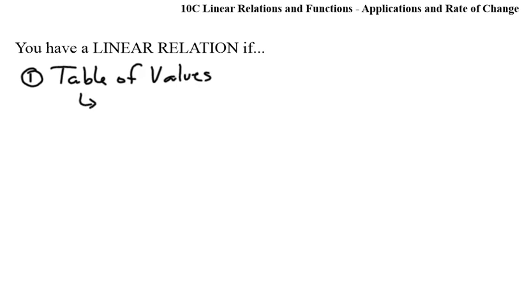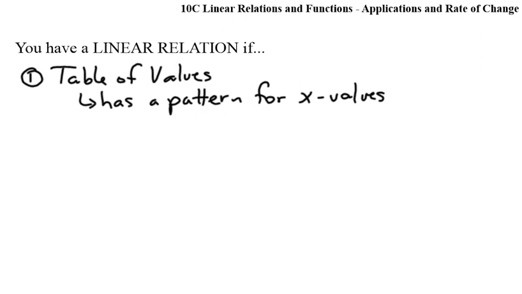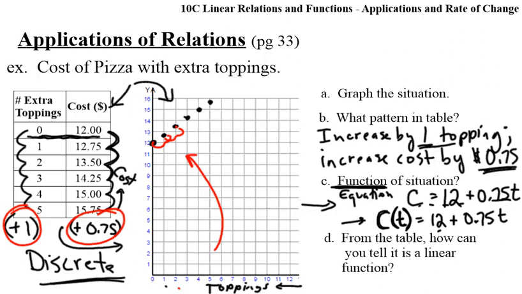If the table of values has a pattern for the X values and the Y values, and we just talked about that 2 minutes ago, we saw that X is going up by 1. If I see a pattern in my X values and a pattern in my Y values, now the two patterns don't have to be the same, but I have to see a pattern, we end up with a linear function.